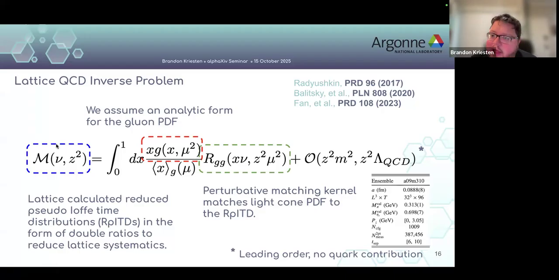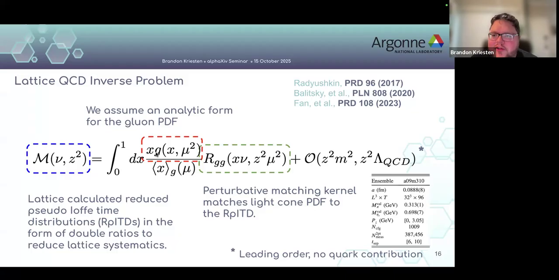So the lattice cannot calculate light cone PDFs. They can only calculate Euclidean correlators, and therefore there has to be some assumption of going between the two. And this is an aspect of perturbation theory, which has been deeply discussed in the literature. I just show a few representative examples. And so we take what's called the pseudo-Ioffe time distribution, and form double ratios to sort of reduce lattice systematics, and match it with the light cone PDF. And then we ignore a lot of the next-to-leading order contributions and quark contributions, for instance.